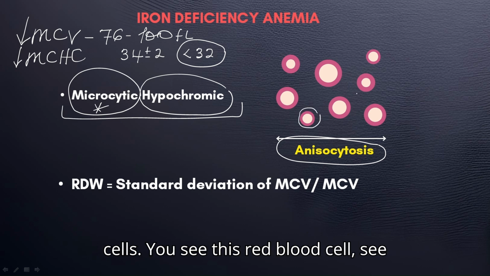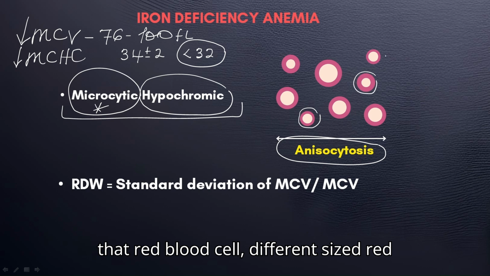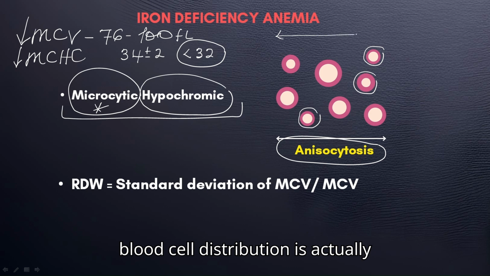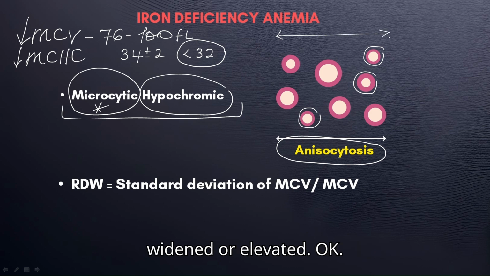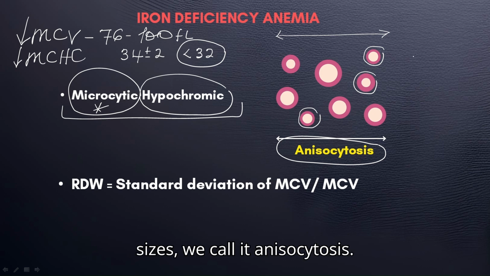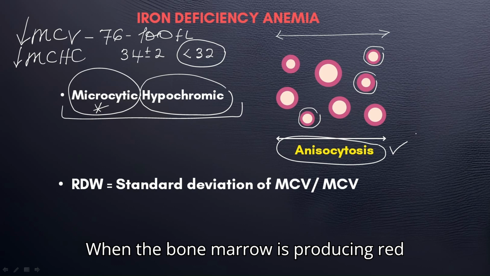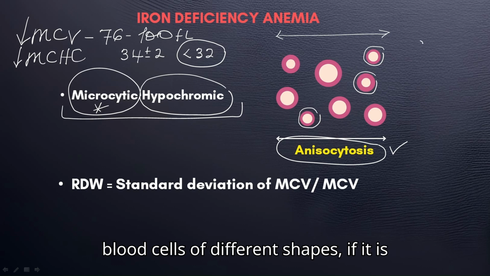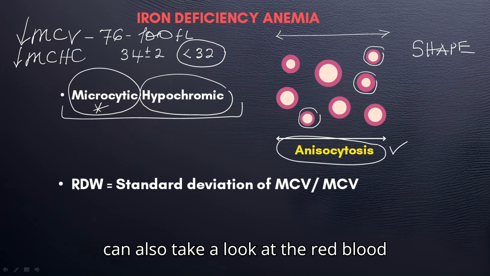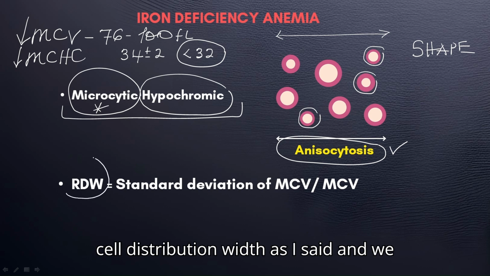You see this red blood cell, see that red blood cell, different sized red blood cells. And you can see that the red blood cell distribution is actually widened or elevated. Okay, and when you have these different sizes, we call it anisocytosis. When the bone marrow is producing red blood cells of different shapes, then we will call it poikilocytosis.